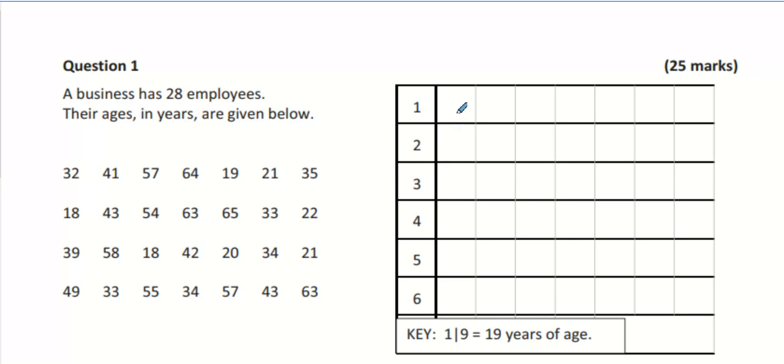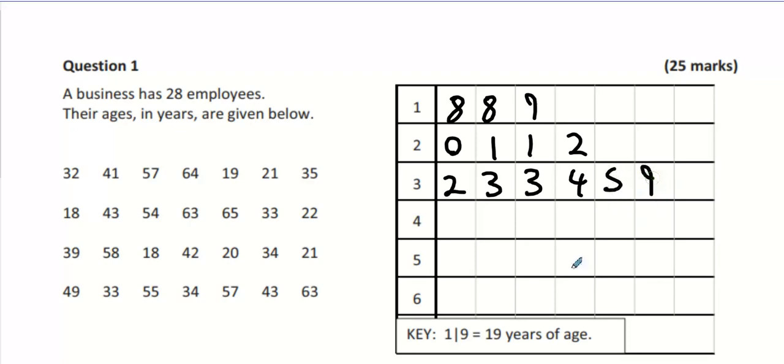In order. 8, 8, and 9. The twos: 1, 1, 2. The threes: 2, 3, 3, 9. Fours: 1, 2, 3, 3, 9. And fives: 4, 5. And last one, is there 57? 7, 7, 8. And then sixes.